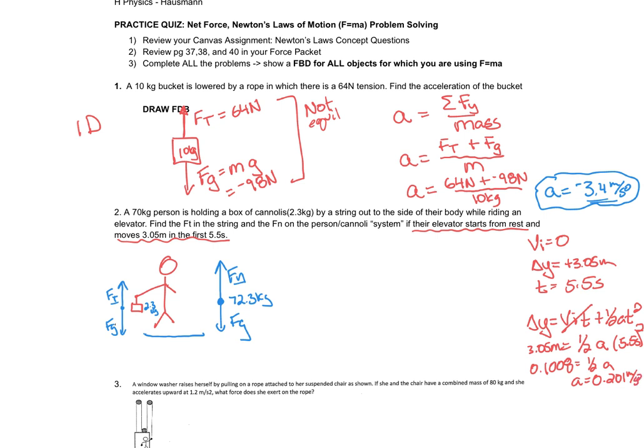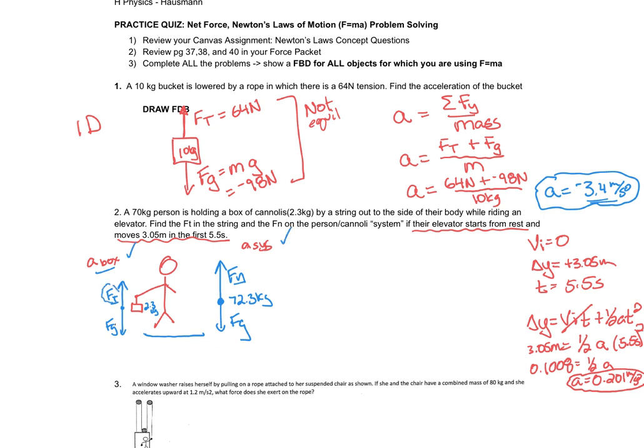So there's our acceleration now. Well, that's the acceleration of the box. This is the acceleration of the box, and it's the acceleration of the system. So now we can go back and use that acceleration, check, we have it now, and we can find our unknowns, the tension.